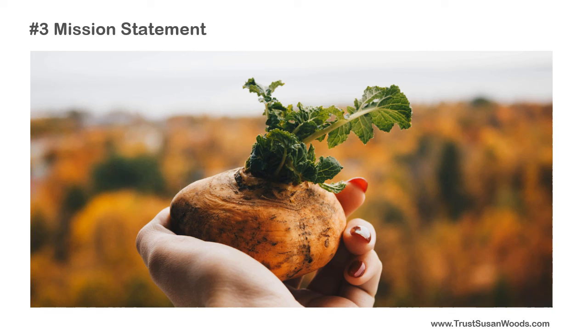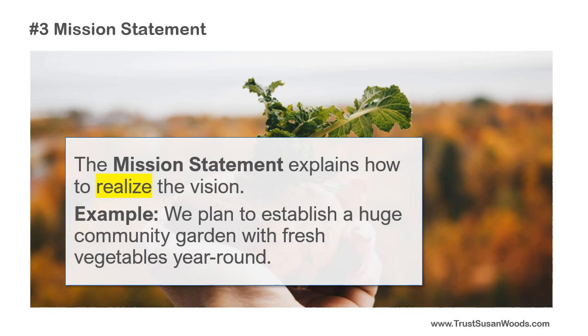Number 3 of 10 is the mission statement. The mission statement explains how to realize the vision statement. In other words, how to make the long-term vision statement a reality. So in this example, we plan to establish a huge community garden with fresh vegetables year round. So that is the mission statement. The mission statement explains how you're going to realize the vision statement.